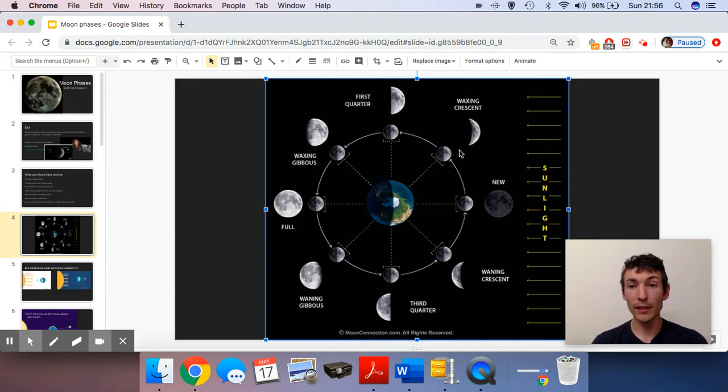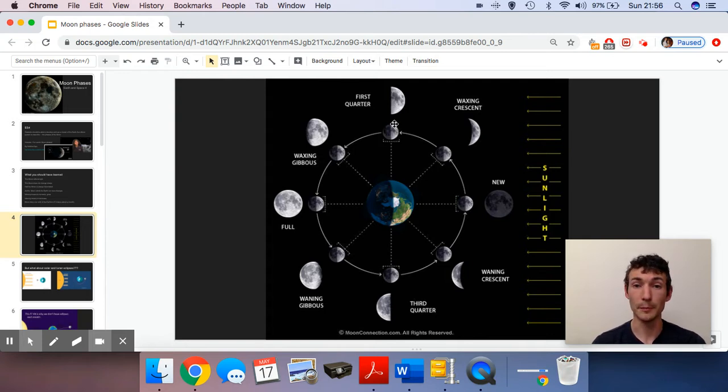Moving on from that, more light is being cast onto the moon. It is now at a 90-degree angle. The moon is there, the Earth is there, and the sun is way over here somewhere. And now from this position where you're standing on Earth, you can see half of the moon illuminated. And that's called the first quarter.